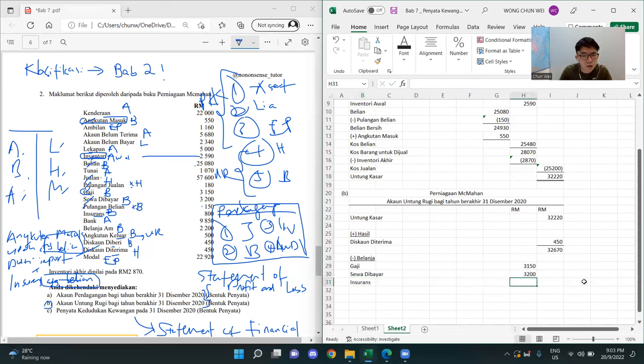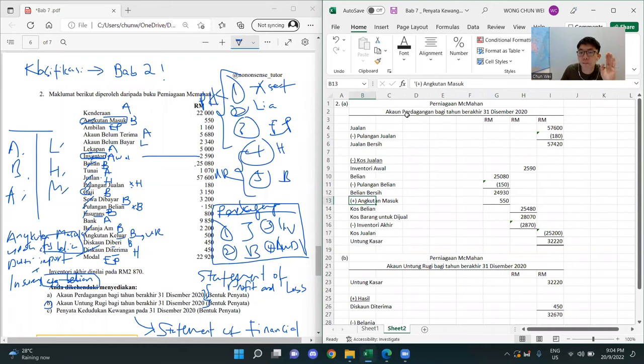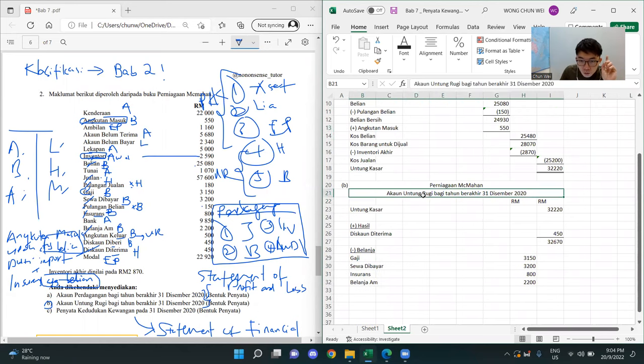Insurance, how much? It is 800. Okay, then bank is asset, belanja am is a belanja. So, belanja am, 2,200. Okay, lepas belanja am, angkutan keluar. And just now I told you, bagi angkutan keluar, kita record dalam account untung rugi. Angkutan masuk, masuk dalam perdagangan. Angkutan keluar, masuk dalam untung rugi. Alright? So, angkutan keluar is 500. Okay, so done B.